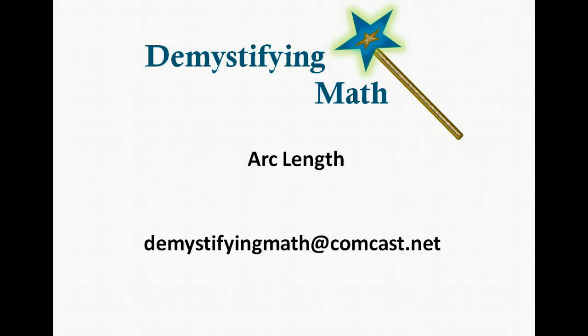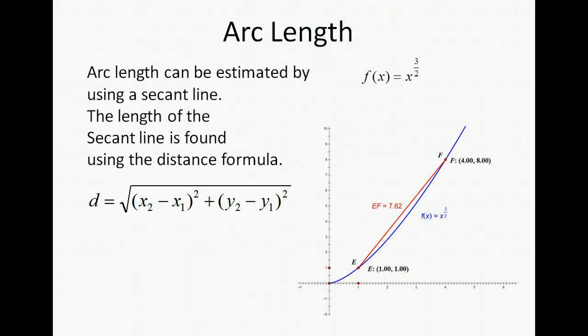In this lesson we're going to be discussing arc length. We want to find the distance between points E and F going along the curve of the function f of x equals x to the 3/2. What we're going to do to start off is find the length of the secant line between points E and F so we can get a pretty close estimate for what the arc length will be.